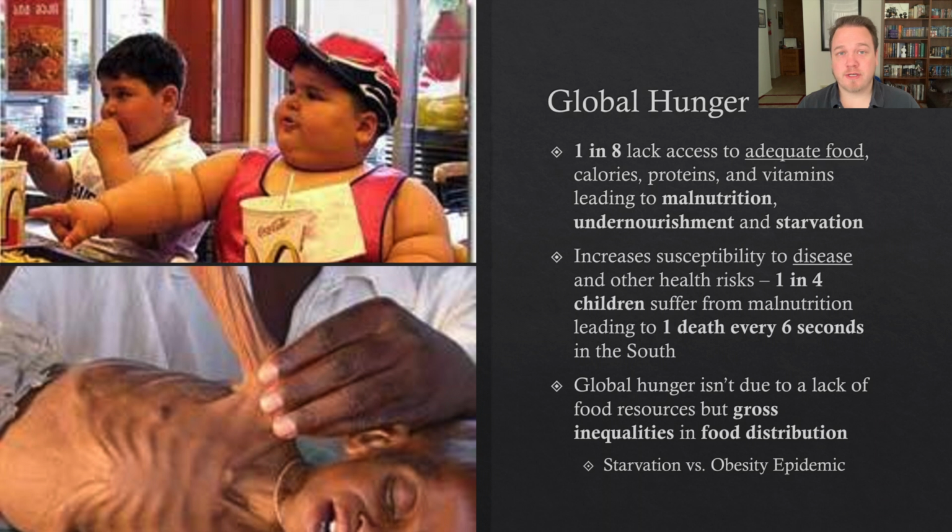So 1 in 4 children in the global south suffer from malnutrition, which leads to approximately 1 death every 6 seconds from global hunger. And it's not an issue of not having enough food. We have enough food in the world because while the global south is experiencing this issue of malnutrition and undernourishment, the global north is experiencing the obesity epidemic, and over access to food and the ability to eat too many calories in a day. So it's not a question of whether there's enough food, it's how that food is distributed around the world and who gets access to it.